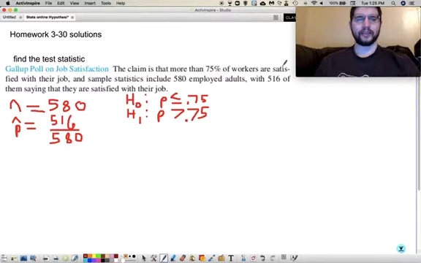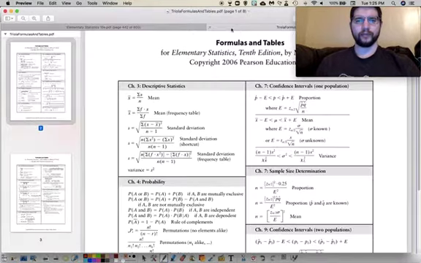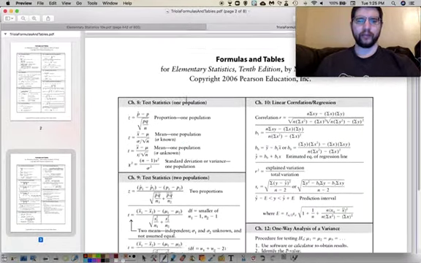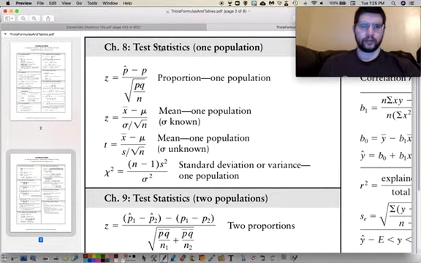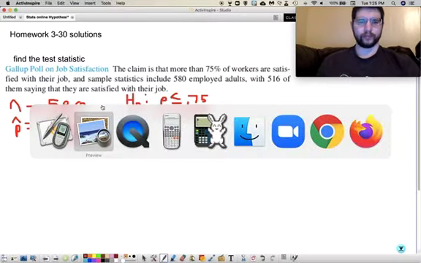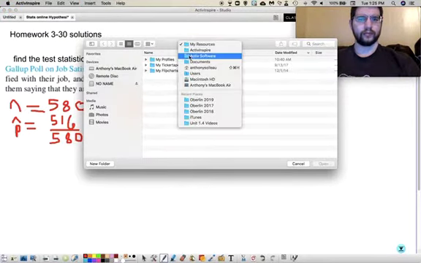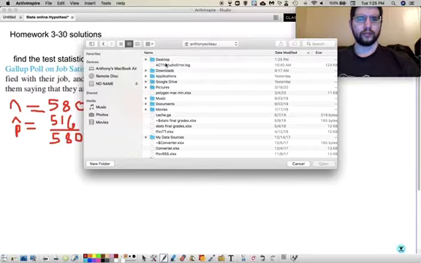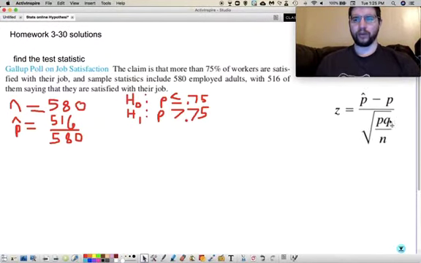Now it tells us to find the test statistic. So I'm going to grab my formula sheet if you don't know the formula off the top of your head. Look down here on the second page, right here. Take a screenshot of it. And there's the formula we're going to use. So let's see.